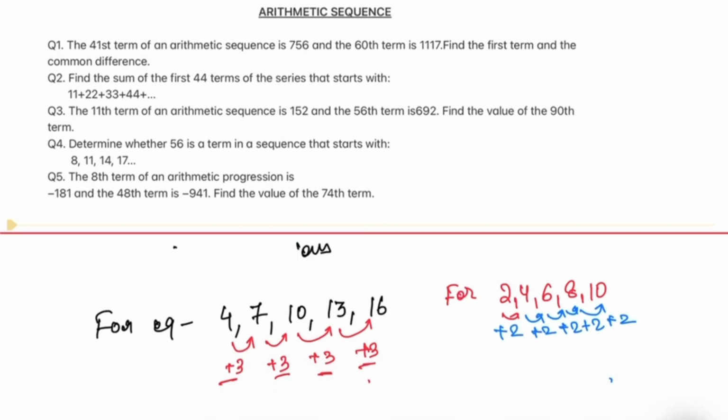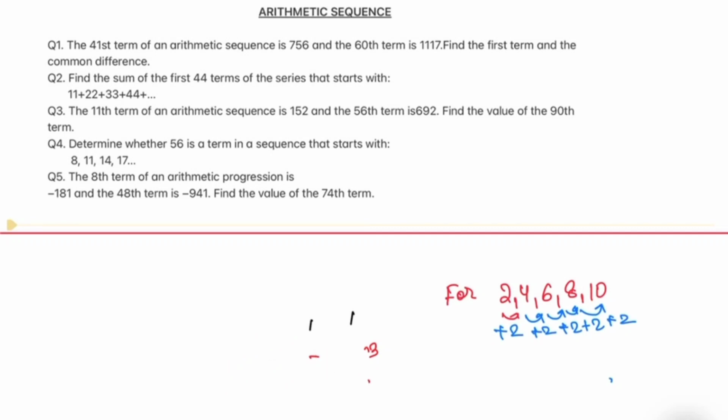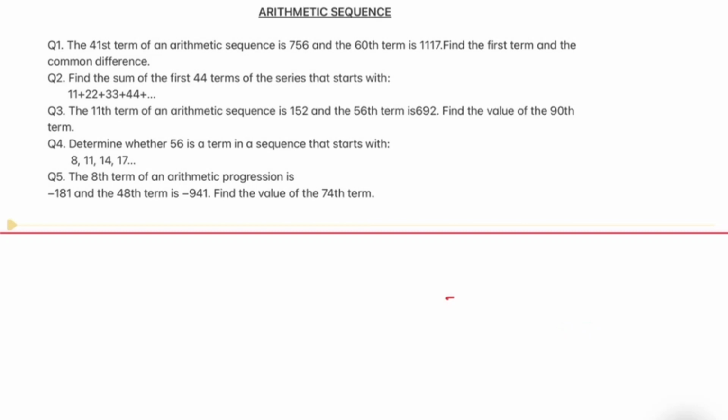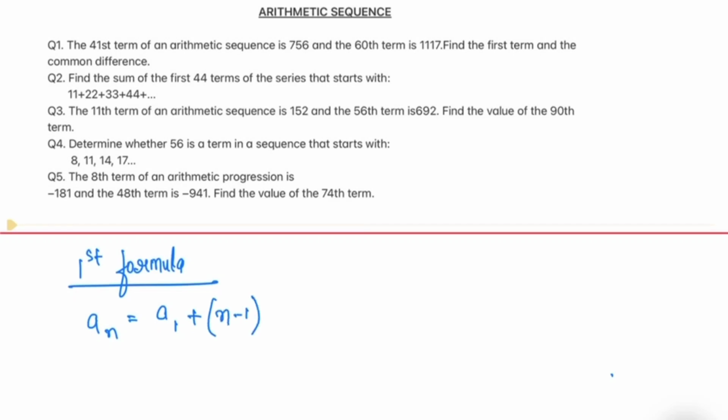Now let us understand the formulas. I'm giving you 2 formulas, and on the basis of these formulas we'll be solving each and every question of arithmetic sequence, and the formulas are very easy. I'm writing both the formulas down, you also just copy them down. The first formula is a n equals a1 plus n minus 1 d. Here a1 is the first term.